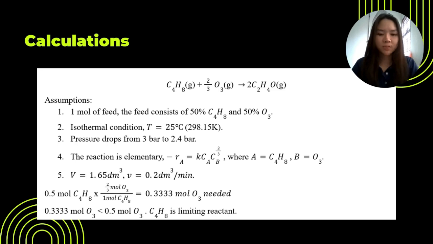For the calculation part, the assumptions that we have made are 1 mole of feed, which consists of 50% butene and 50% ozone. It is an isothermal condition with a temperature of 25 degrees Celsius. The pressure drops from 3 bar to 2.4 bar. The reaction is elementary, where the rate law is -rA = k CA CB^(2/3), where A is the butene and B is the ozone. The volume of the reactor is 1.65 dm³. Volumetric flow rate is 0.2 dm³ per minute. From this calculation, we know that the butene is the limiting reactant.